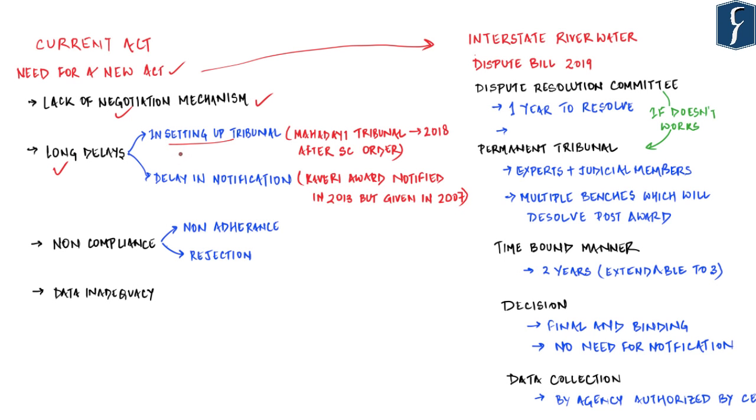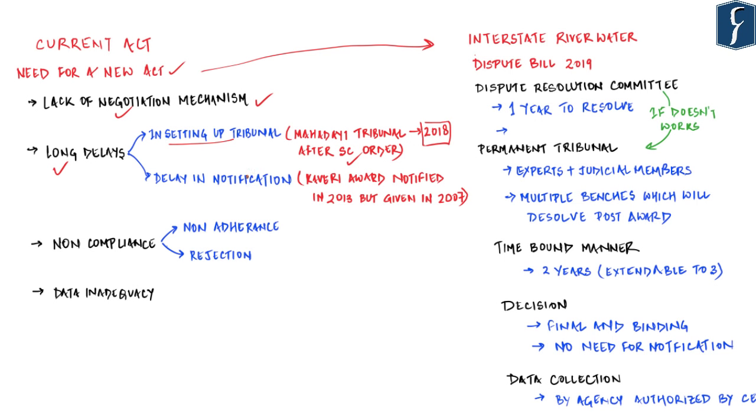As soon as a state, for example, in this case Goa, approaches the central government for setting up of a tribunal, the central government takes a lot of time in setting up that tribunal. In the case of the Mahadai river water dispute, only after the intervention of the Supreme Court did the central government form the tribunal in 2018, but this dispute has been going on for many decades.